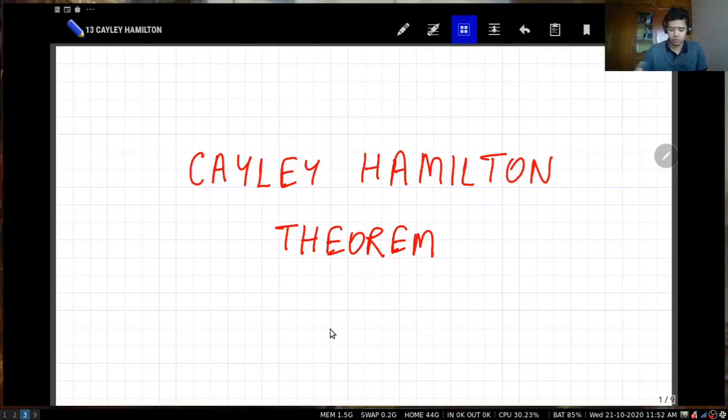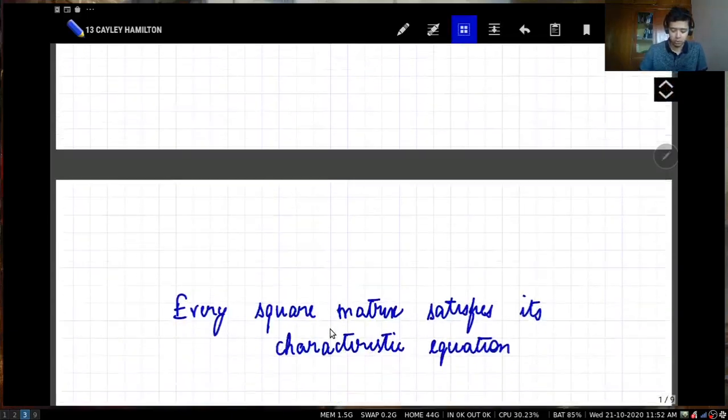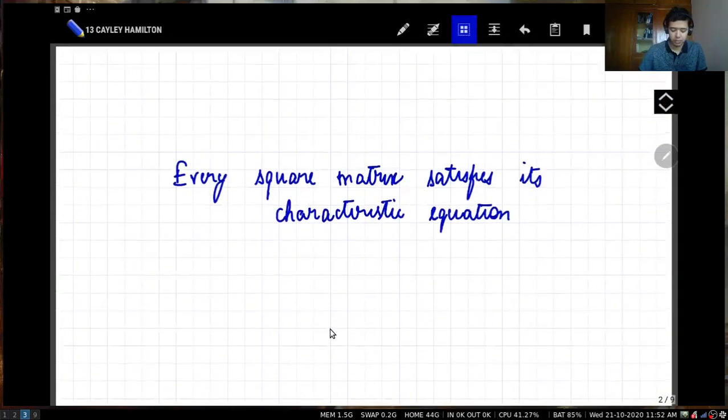So this is something that's familiar to all of you. The Cayley Hamilton theorem says that every square matrix satisfies its characteristic equation. Now note that the characteristic equation is basically a determinant equation. It's just the determinant of lambda I minus A equal to 0. And at this point, it's quite surprising that every square matrix must necessarily satisfy this polynomial equation.